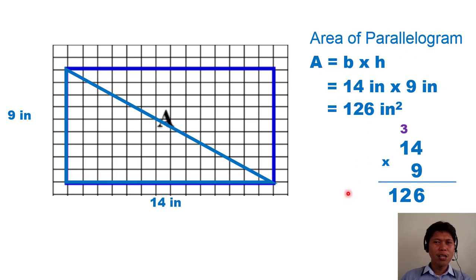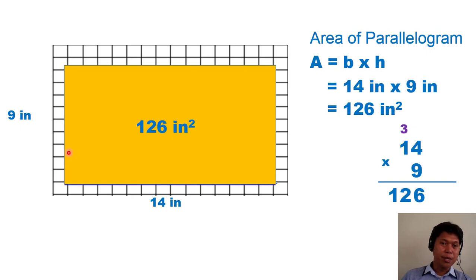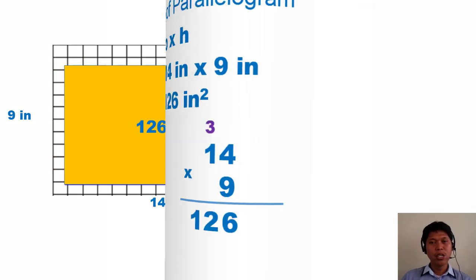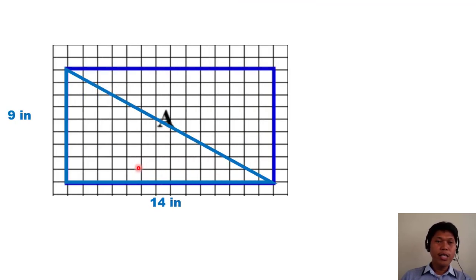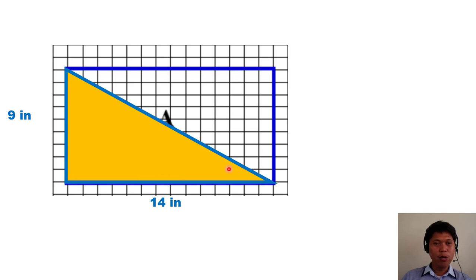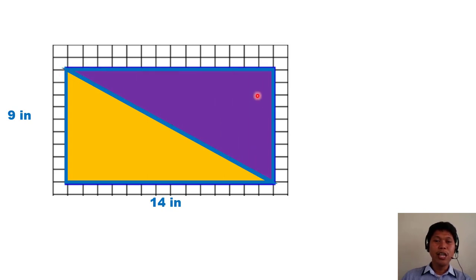Now, the question is, how are we going to relate or derive the formula from this area of a parallelogram to the area of this triangle? Because we are just looking for the area of a triangle, and we know that this is 126 square inches. Okay, to do that, we need to understand that the size of this triangle that we are looking for is just equal to this. It means there are two triangles formed from one parallelogram.